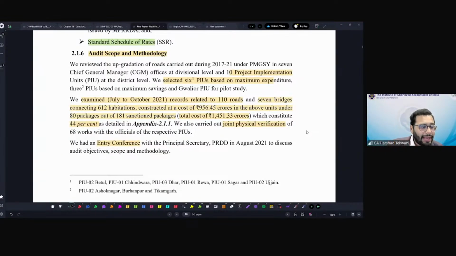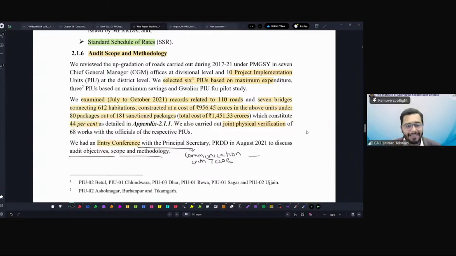Here, entry conference, you can just say like communication with those charged with governance. You communicate with them about the audit objective, scope, and methodology. Remember SA 260? Yes or no?